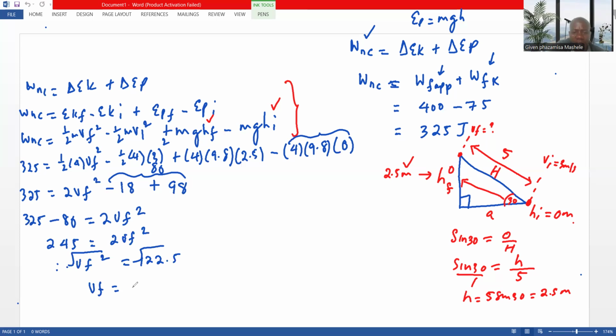So it's 11.07 meter per second. See that the answers are the same. The answers are the same. So it actually depends on the question given. If you are using this formula, the potential will require you to know the initial height and the final height. I believe you guys are following.